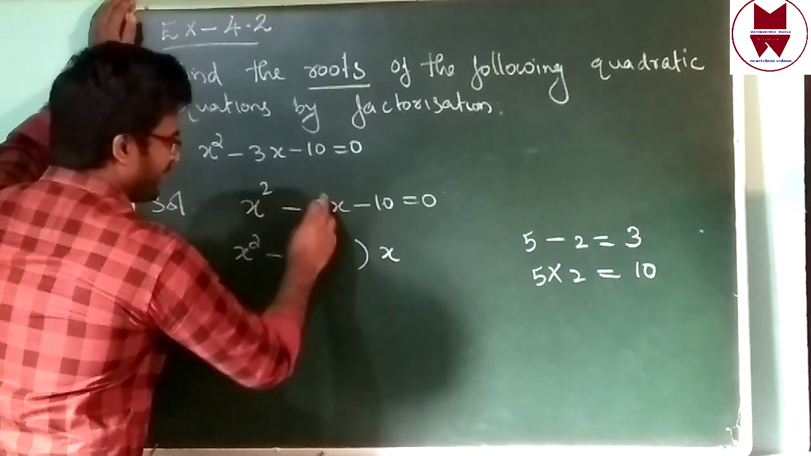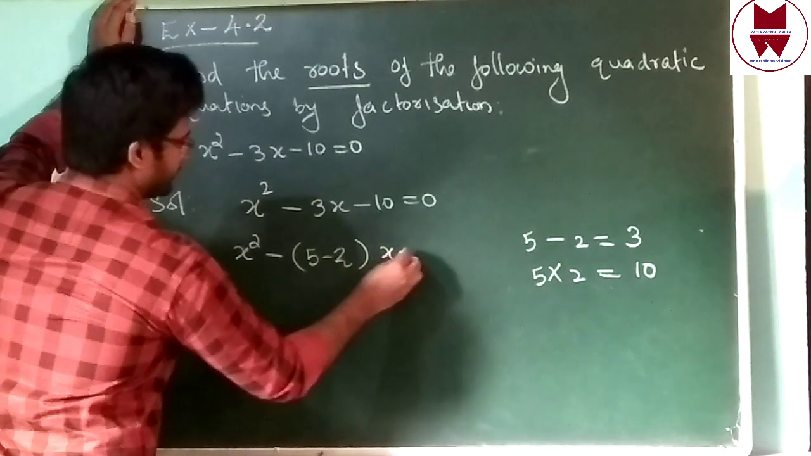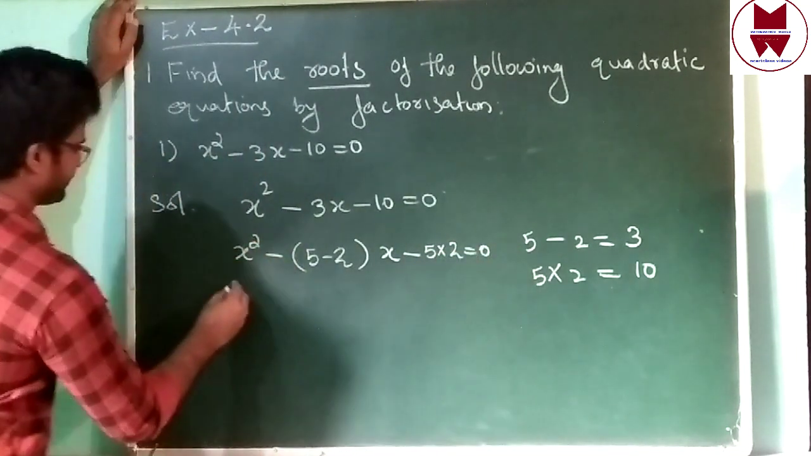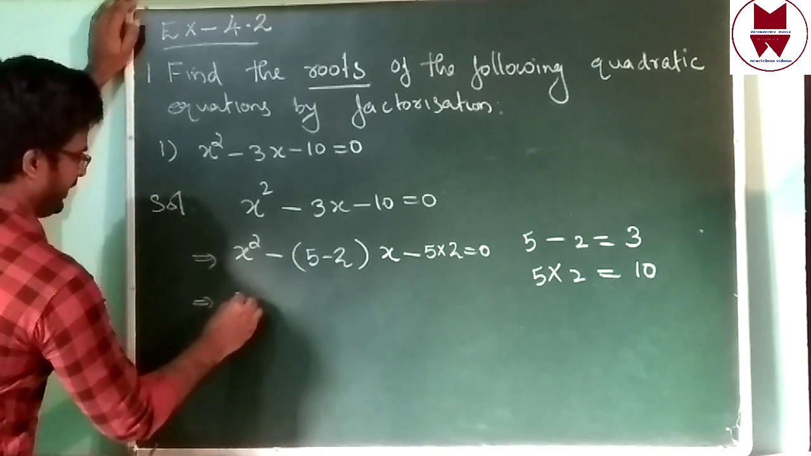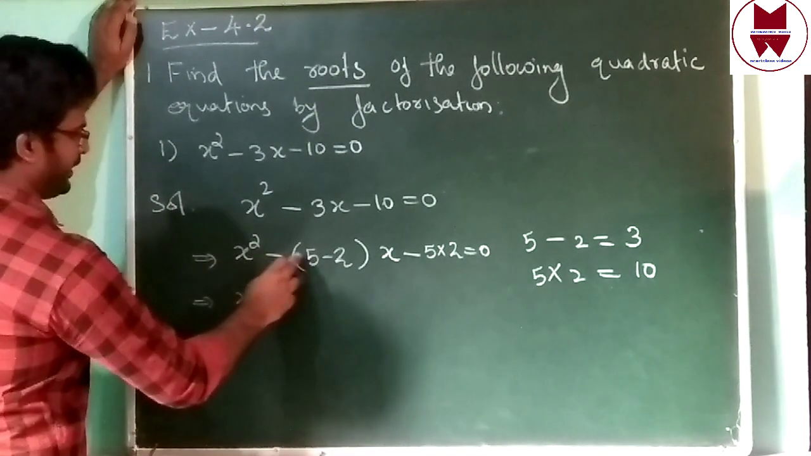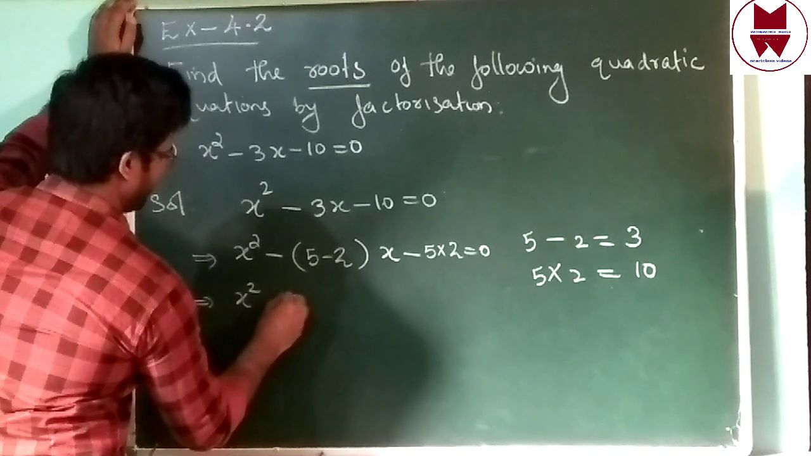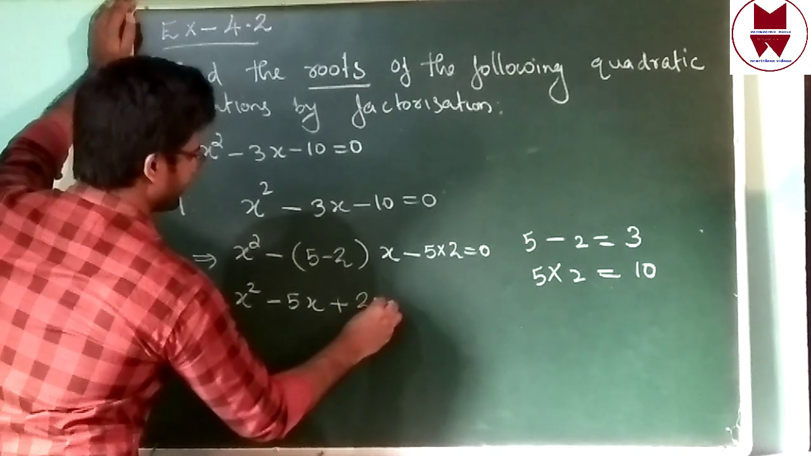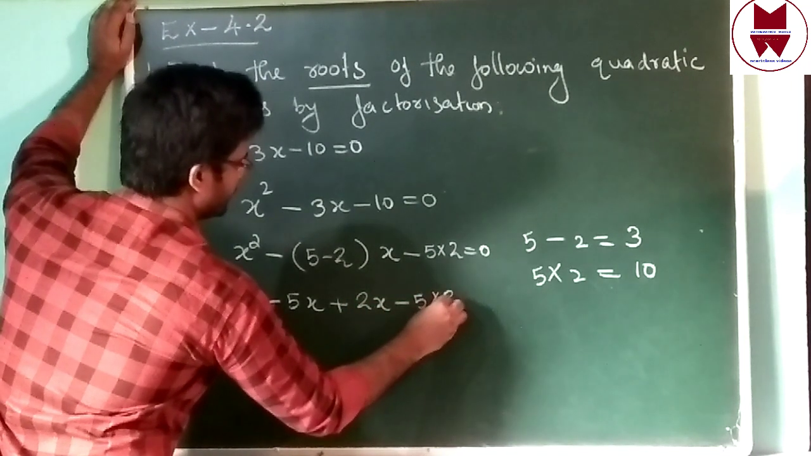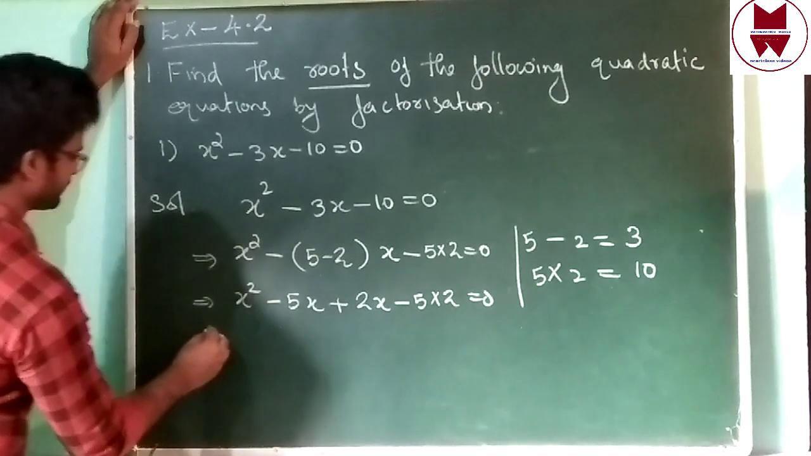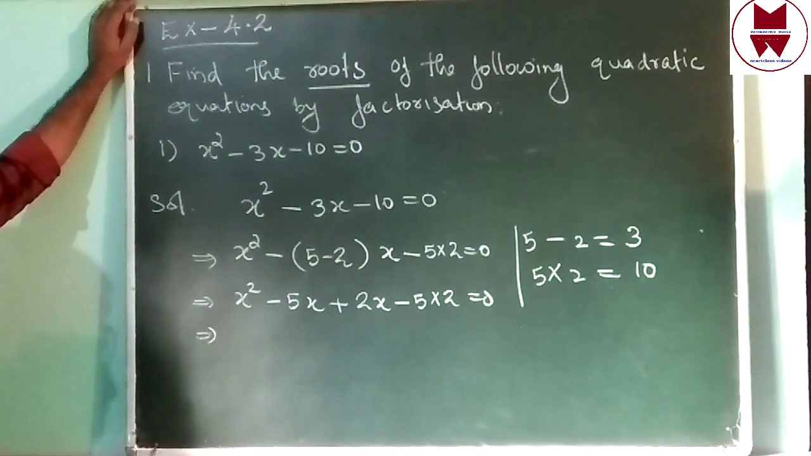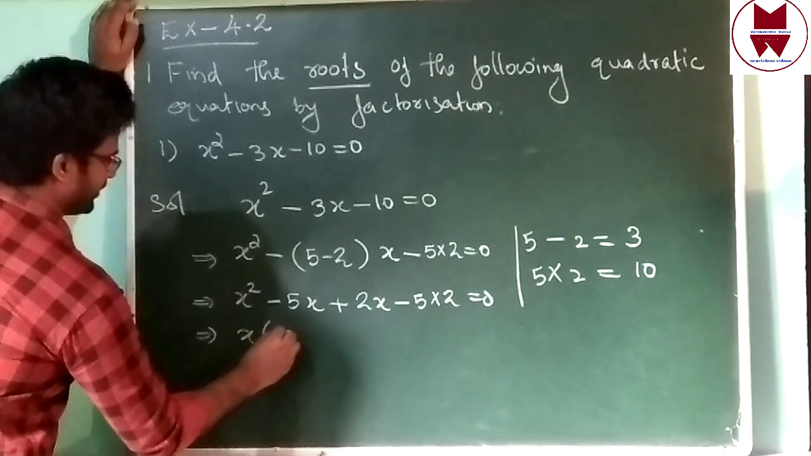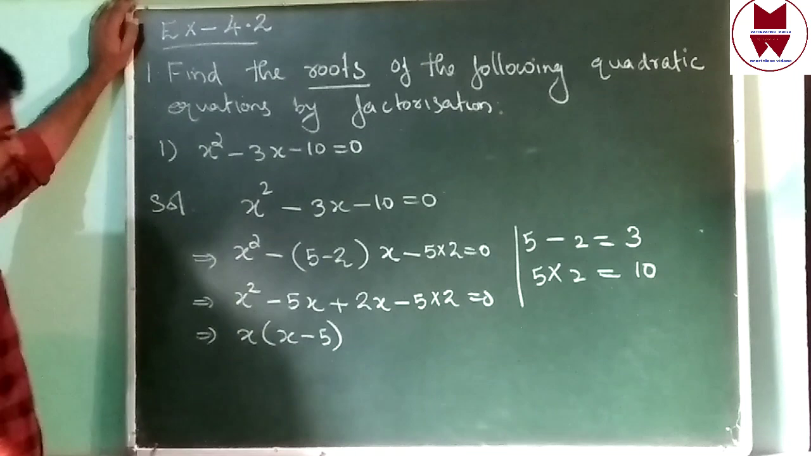Then this 3 we can write as 5 minus 2, and minus 10 we can write as 5 into 2, equal to 0. x square, remove the bracket: minus 5 into x, minus 5x, minus into minus plus 2 into x, 2x, minus 5 into 2 equal to 0. In the first two terms, what is common? You can see x and x. Take x outside, then the remaining is x minus 5.